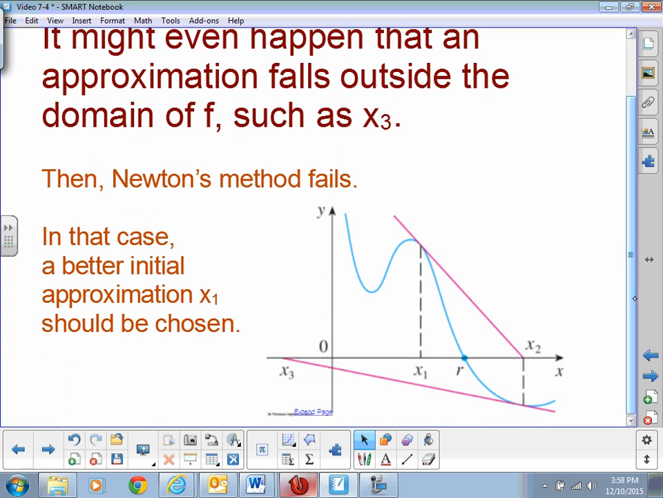Now sometimes it might even be outside the domain of the function. So maybe our domain was just x greater than 0 here. If we had that same picture we had before, well, this x3 now is not even in the domain of the function. So that would be an example of a case where Newton's method fails.